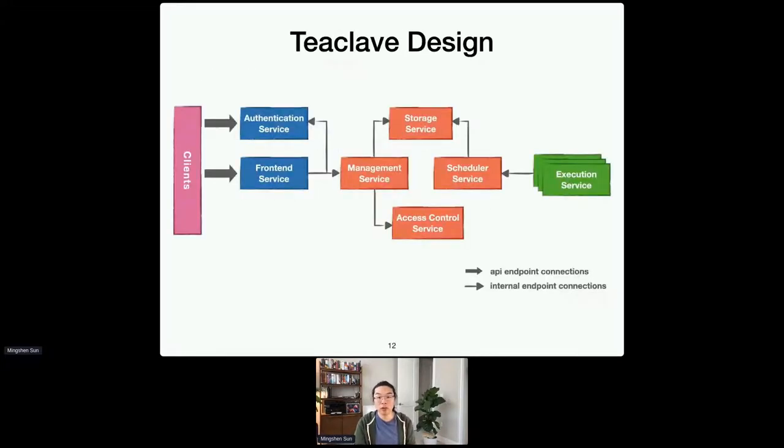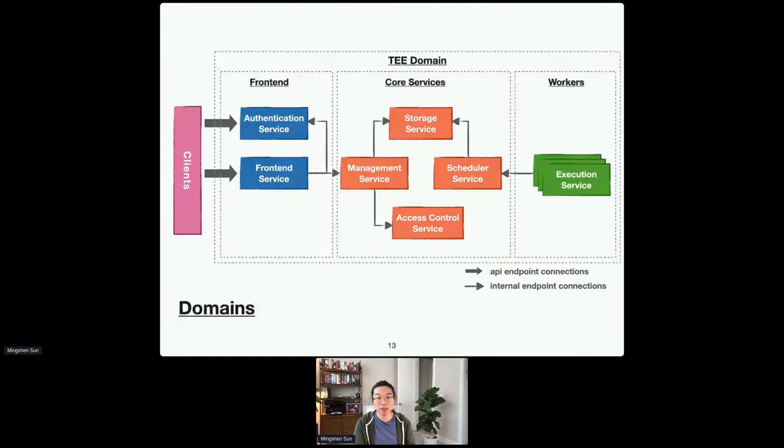So you may wonder about the internals of the platform itself. Here is the overview of our services in Teaclave. You can see that there are seven kinds of services connected to each other. We split the services into three domains: front-end, core service, and the workers. Each service is protected by the enclave itself, so that your data is protected when transferring between different services through RPC.